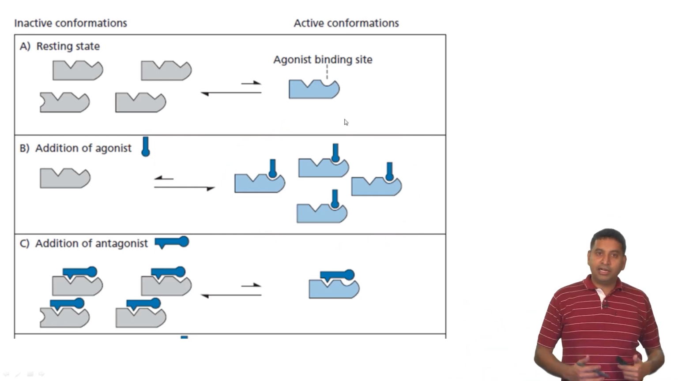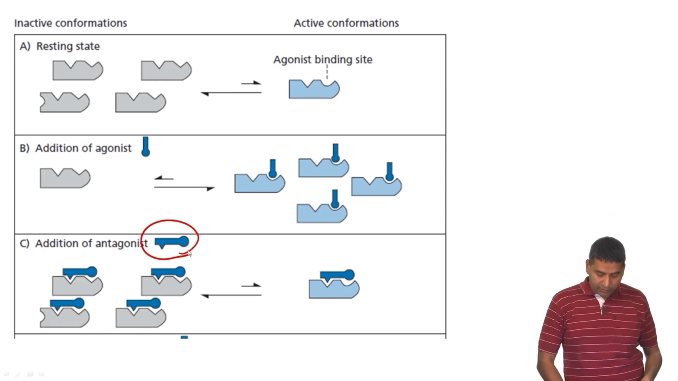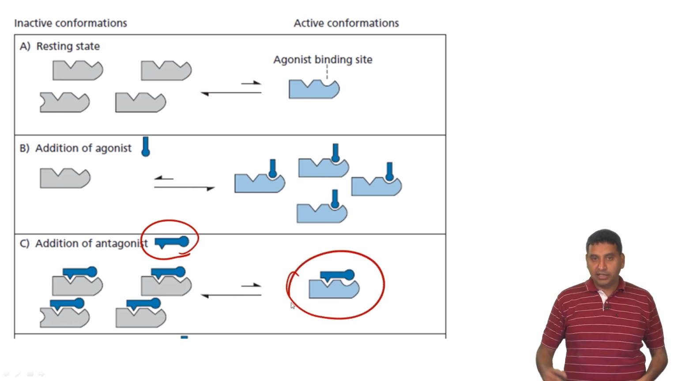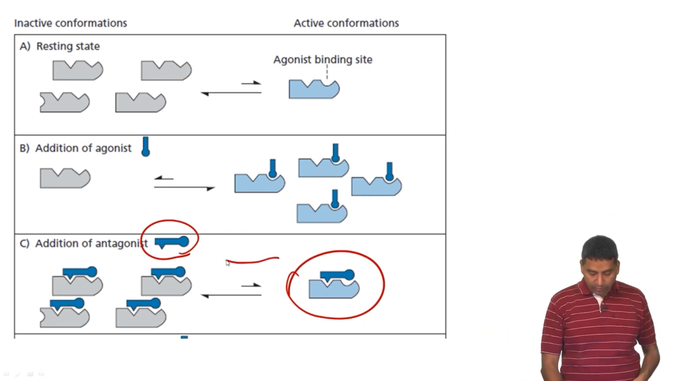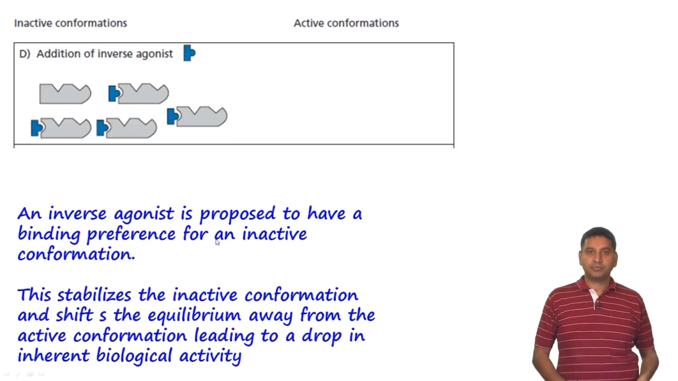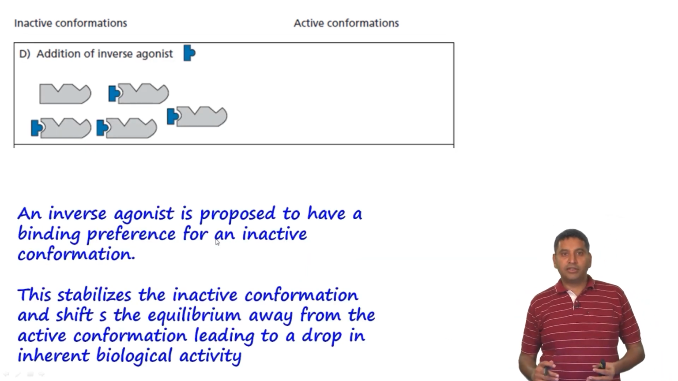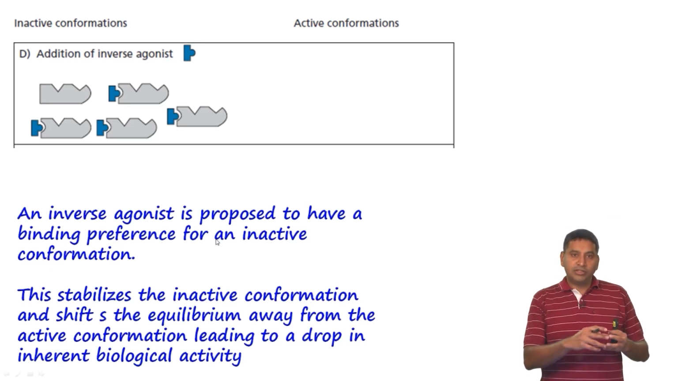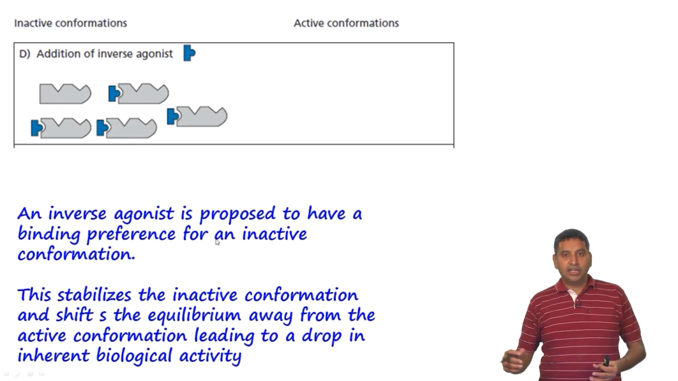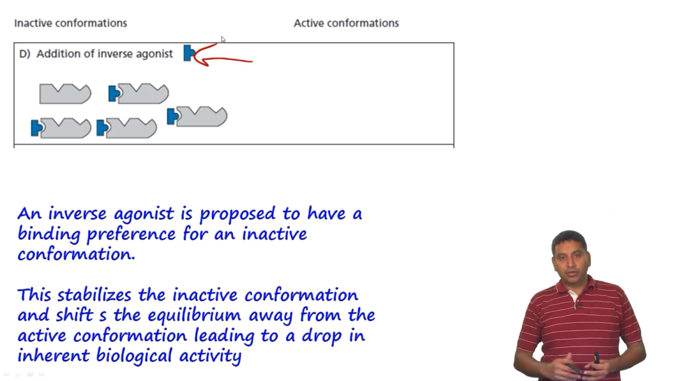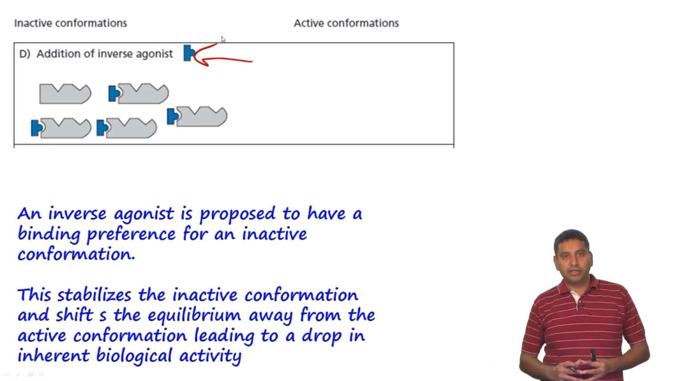Similarly, when you add an antagonist, this antagonist goes and binds to both the active as well as the inactive conformation, and once it binds to the active conformation, it pushes the equilibrium in the direction of the inactive conformation, and therefore the signal goes down. An inverse agonist is proposed to have a binding preference for the inactive conformation, and once it stabilizes the inactive conformation, it shifts the equilibrium away from the active conformation. And so, there is a drop in the biological activity.